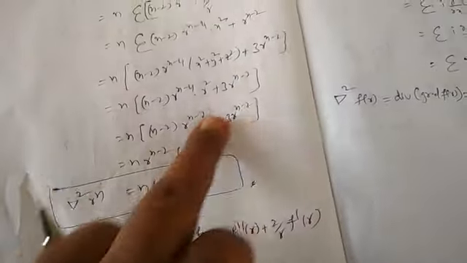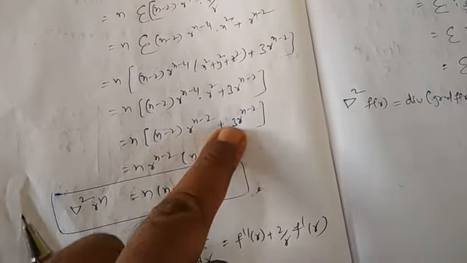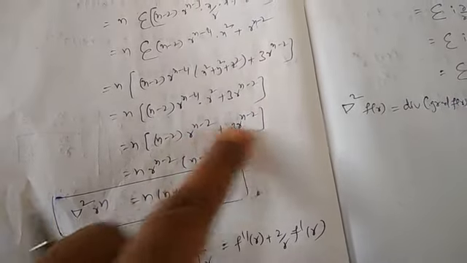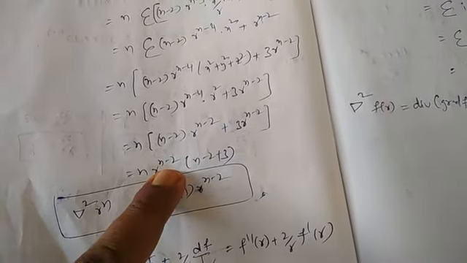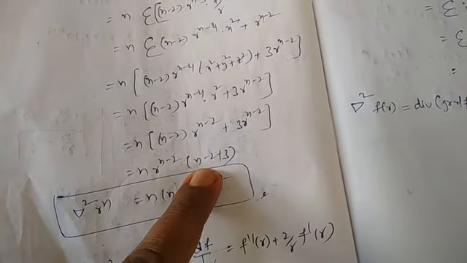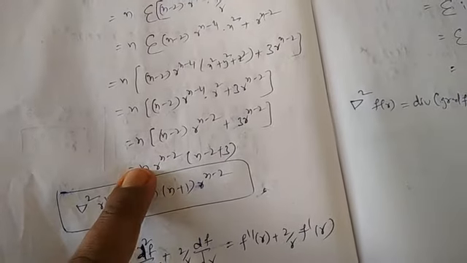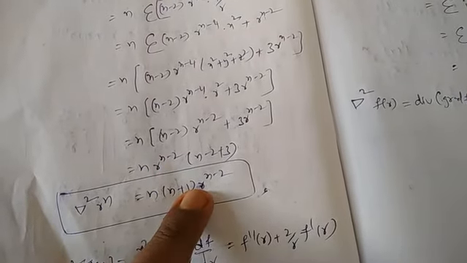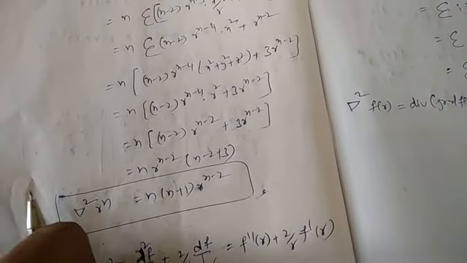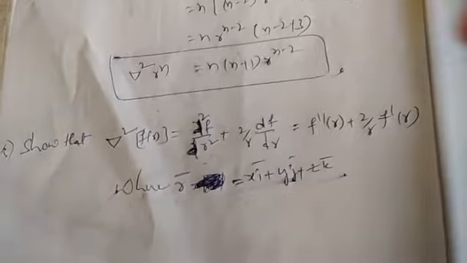Now here it becomes r power n minus 2 plus 3 r power n minus 2. In both terms r power n minus 2 is common. Then here we remain with n minus 2, here plus 3. Now it becomes n plus 1. Now it is n into n plus 1 into r power n minus 2. This is del square r power n. That was the first problem.